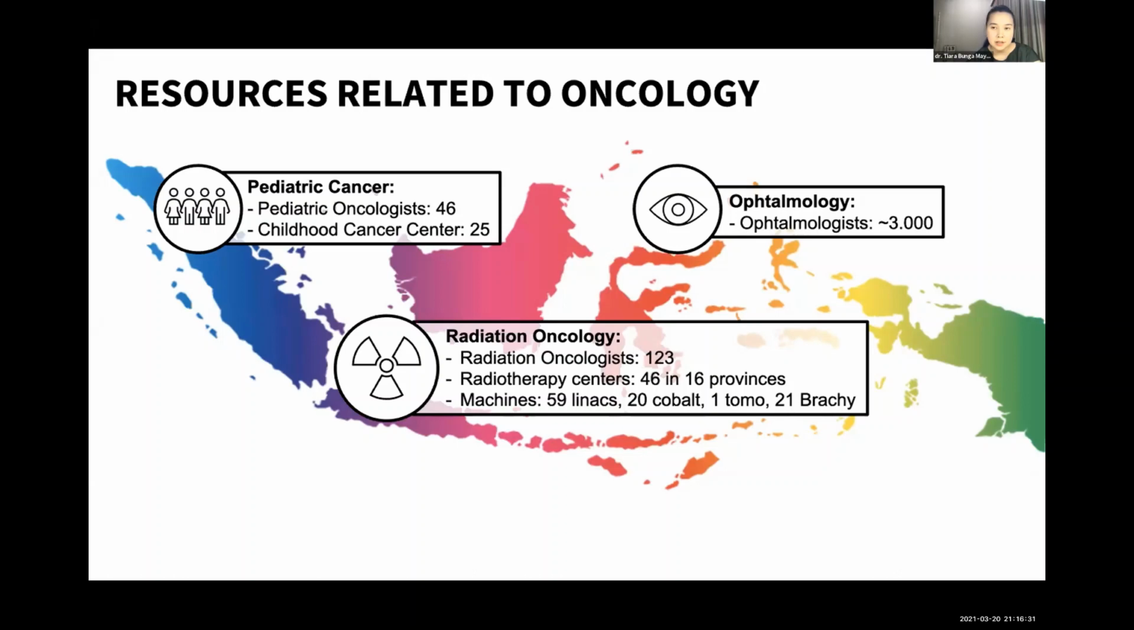And as for radiation oncology, currently we have 123 radiation oncologists working in 46 centers in 16 provinces. And in terms of machines, we have 59 Linacs, 20 Cobalt, 1 Tomotherapy, and 21 Brachytherapy centers. Well, of course, resources are limited, but I think we are all striving to do our best.